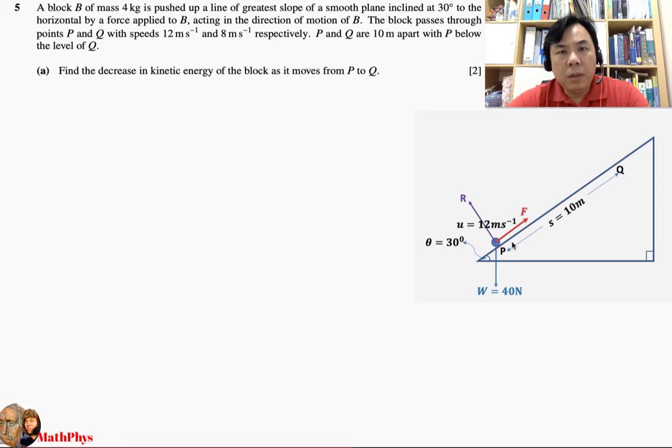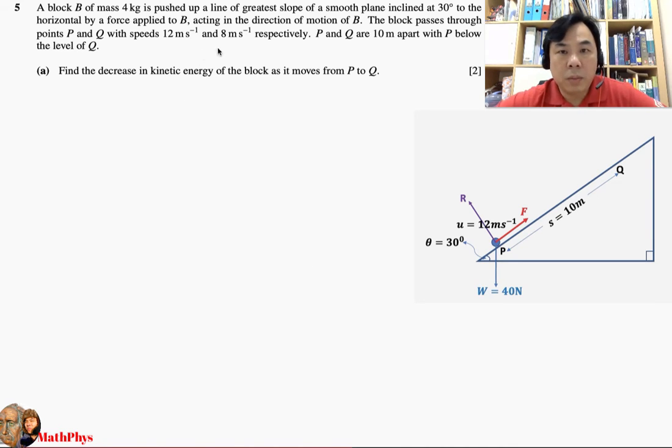Now the block passes through point P and point Q with a speed of 12 meter per second and 8 meter per second respectively. Now P and Q are separated by a distance of 10 meter, and P is below the level of Q. So P is actually below Q here. Right. Now the block has a mass of 4 kg. Here, I assume that the gravitational field strength g is equal to 10.